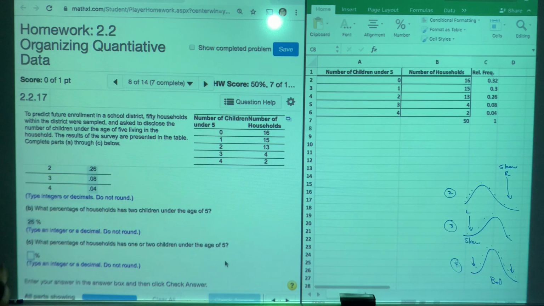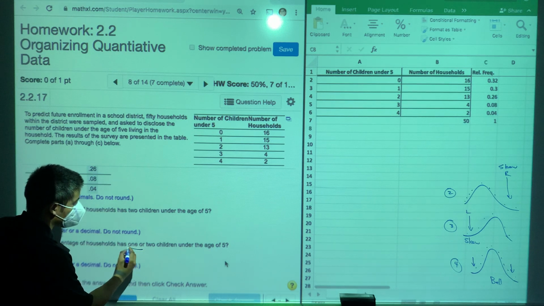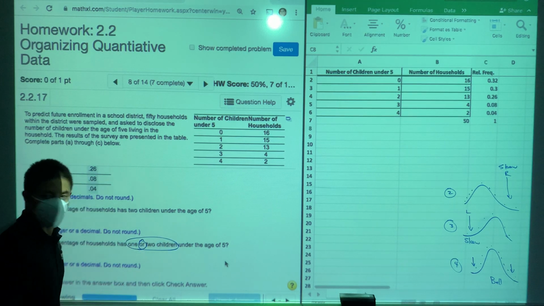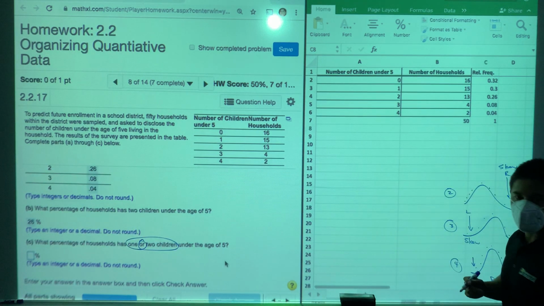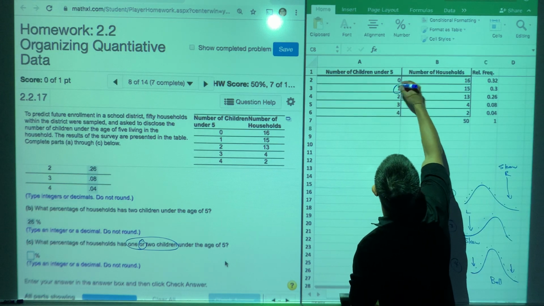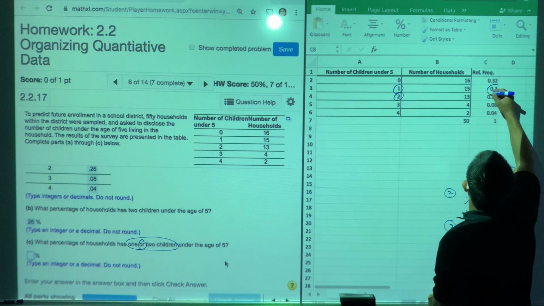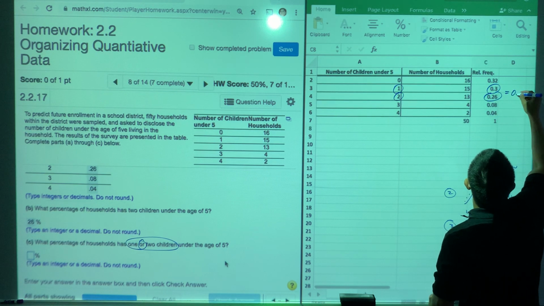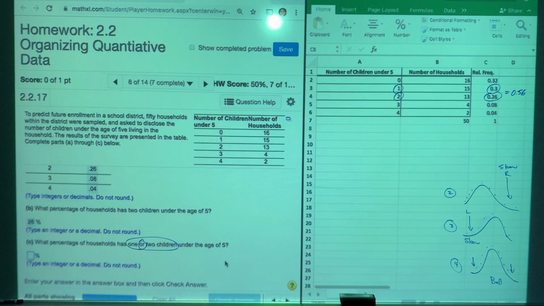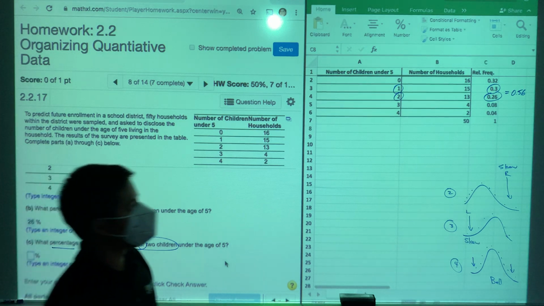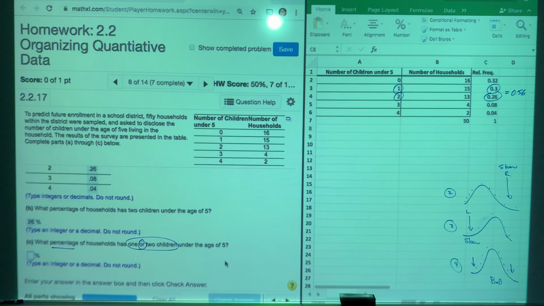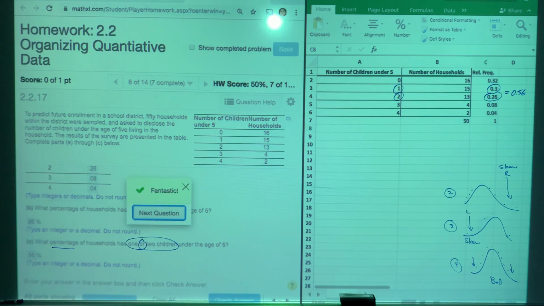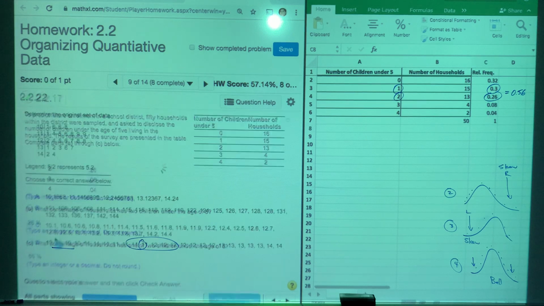What percentage of households has one or two children under the age of five? One or two. Now, we did a problem very similar to this. When they use the word or, keyword, what can we do? We add together those categories, right? Those classes. One or two means that we can take the 0.3 and the 0.26, put them together as one. You guys follow? Now, because they ask for percentage, we do not put in 0.56, we put in 56%. Make sense? Any questions about that at all? We okay? All right, great. And that's it for that problem.